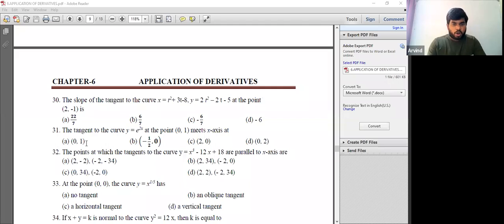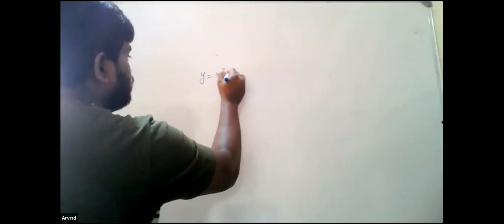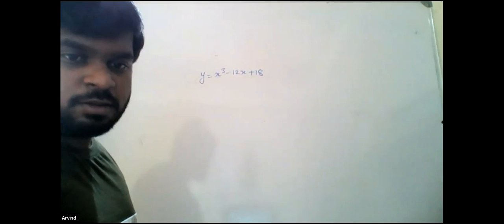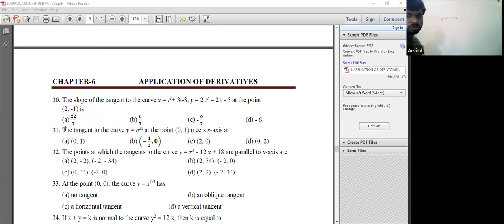Similarly, the next one. The points at which the tangents to the curve y equals x cube minus 12x plus 18 are parallel to the x-axis. Observe, they are asking for the points. This is the curve. Let me check it once again. Yes, y equals x cube minus 12x plus 18.